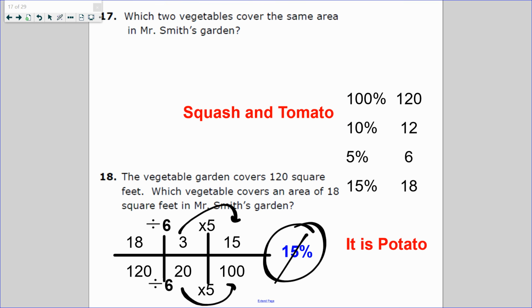Or you can do mental math. 100% is 120. 10% is 12. 5% is 6, so 15% is 18.